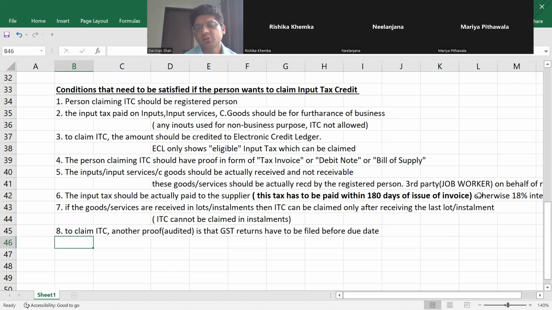If GST returns are not filed, you cannot claim ITC, because then the government will say you are claiming ITC, but the audit has not yet been conducted, right? So GST returns have to be filed before the due date to claim the ITC. Otherwise, you cannot claim ITC. Or you claim the ITC, and if you forget to file the returns, again the same thing, 18% interest.